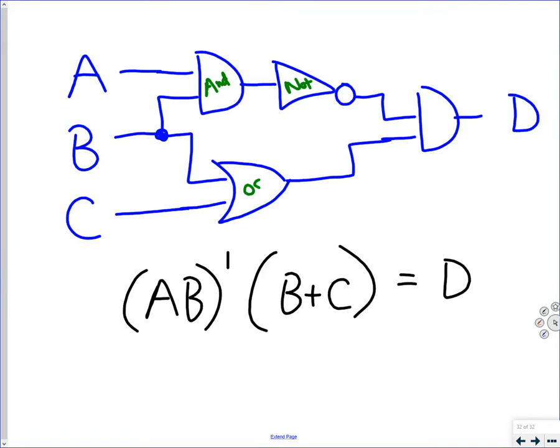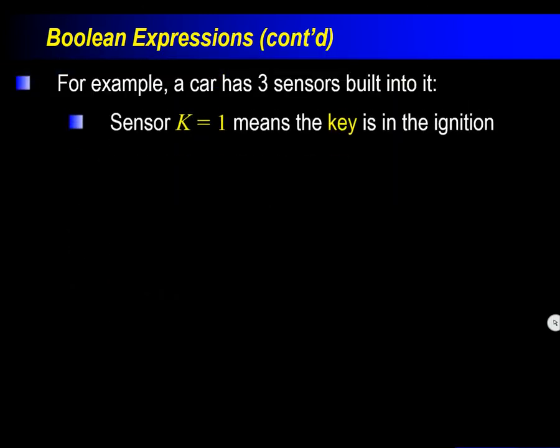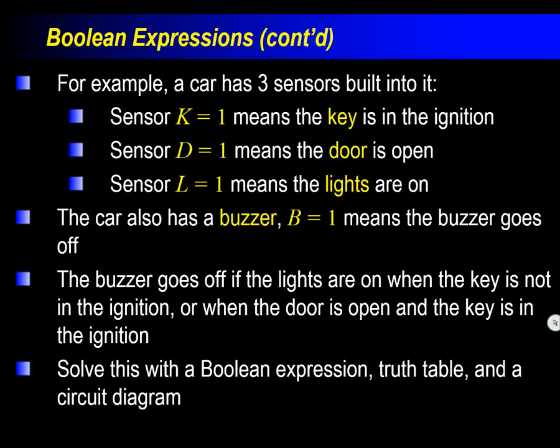Okay. Now, the one that's the tricky one is the truth table one. So we're going to get to that one in a minute. But okay. So let's put it together with a real example. A car has 3 sensors built into it. Sensor K is for the key in the ignition. When a 1 is picked up by the sensor, it means that there's a key in the ignition.